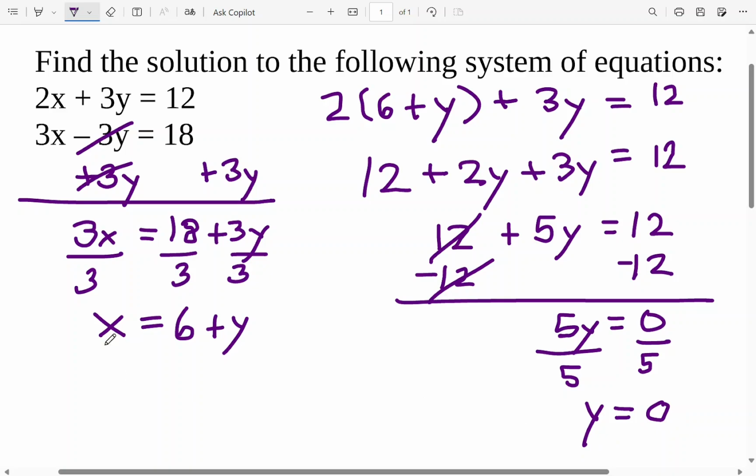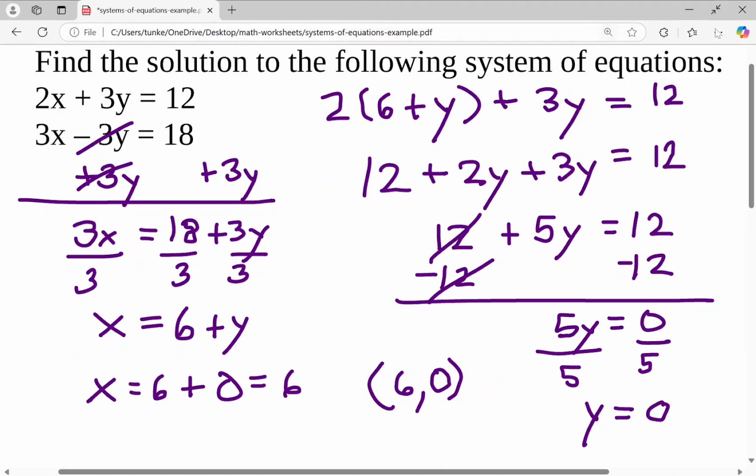Now we can solve for x by just taking this x equation here. We can say x equals 6 plus 0. So x equals 6, and our solution is (6, 0), the same solution we got from elimination, just a different technique for finding it. The last technique we have is to do some graphing.